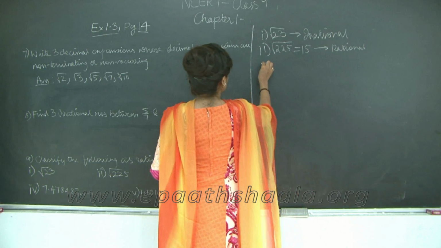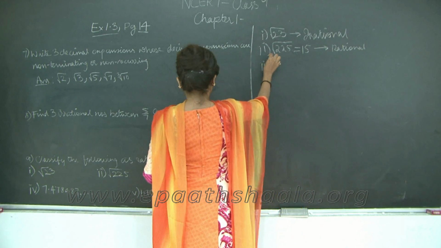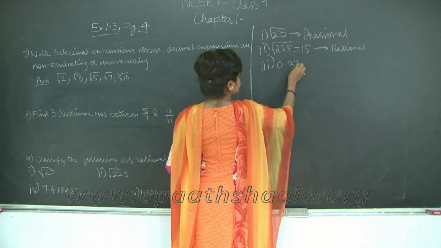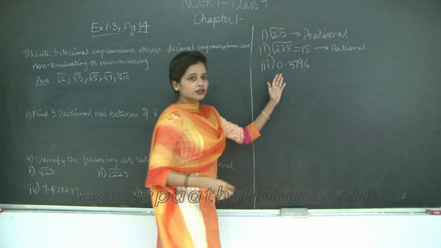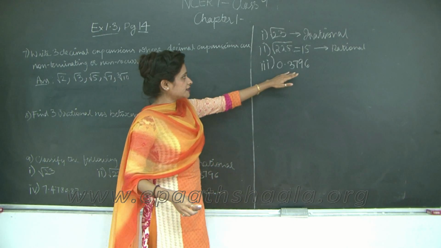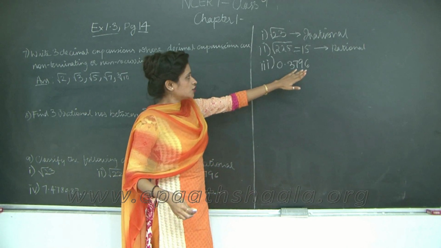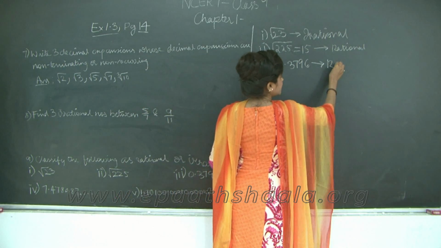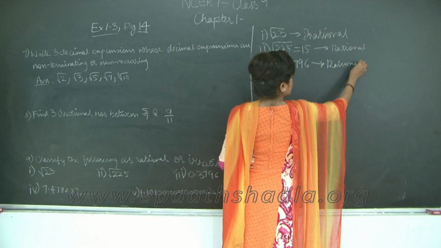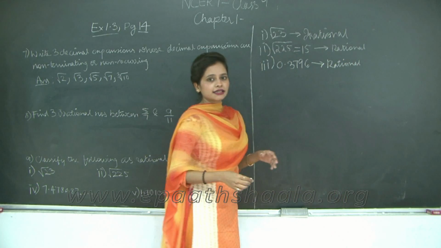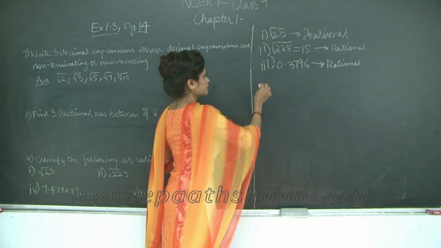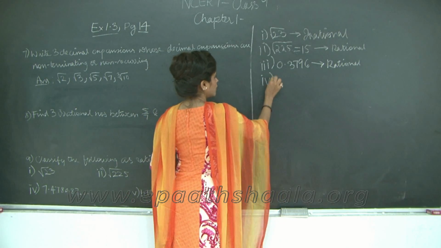Okay. Now the third one, we have 0.3796. Now this one is a decimal term with its decimal expansion as terminating. So this one is again a rational number, because in rational numbers the decimal expansion is either terminating or it is non-terminating but recurring.